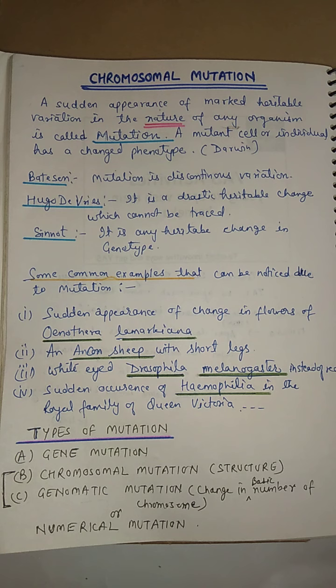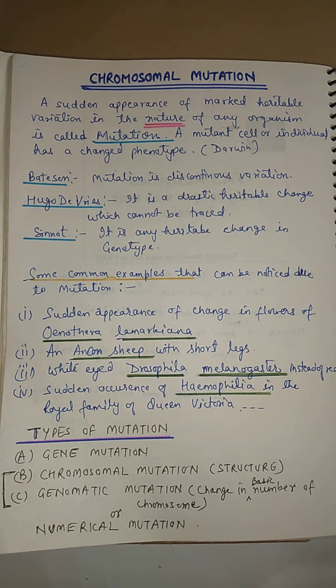So, a sudden appearance of marked heritable variation in the nature of any organism is called a mutation. According to Darwin, this is a sudden appearance of remarkable heritable variation in the sequence of the genome in any organism. Now, the individual undergoes a changed phenotype.